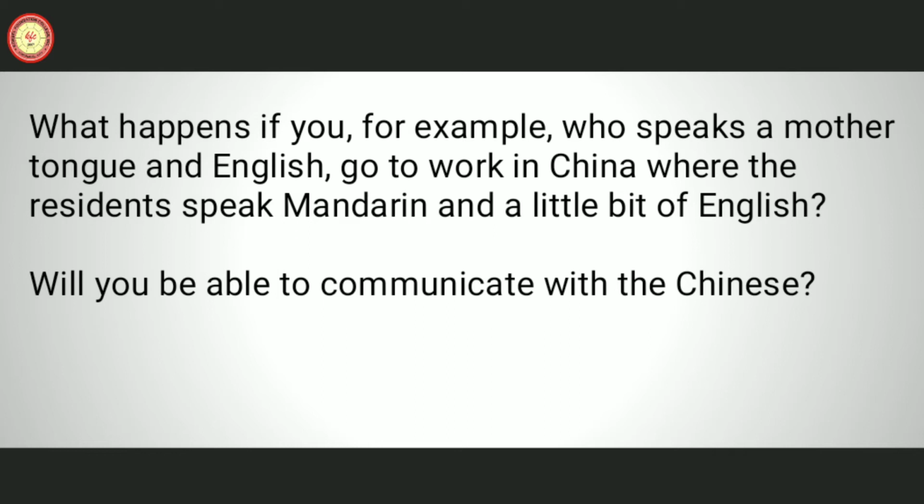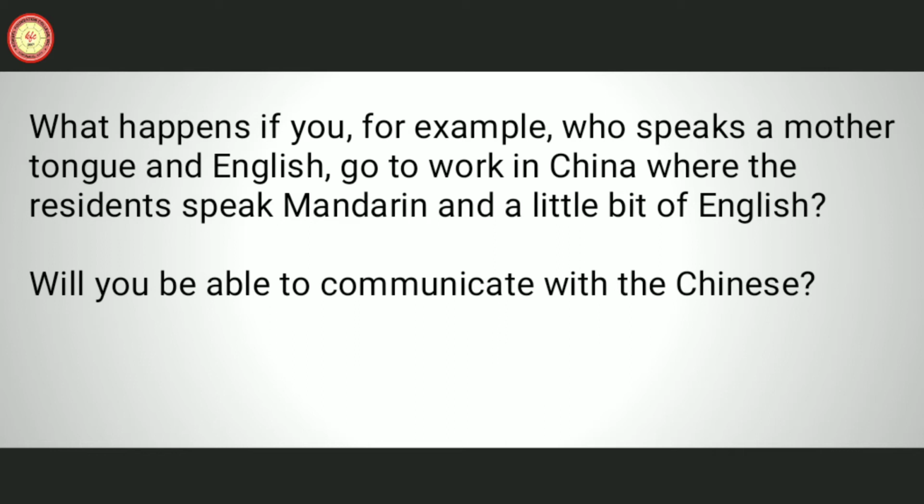Though it will be a challenge for you and your Chinese friends to try to understand each other, eventually, class, you will be able to communicate as you slowly learn each other's language. What is happening here is called language contact.